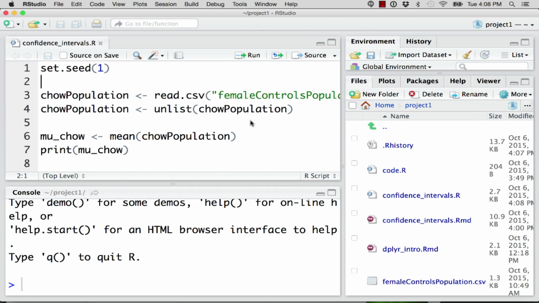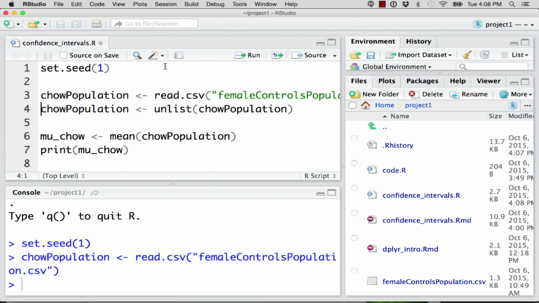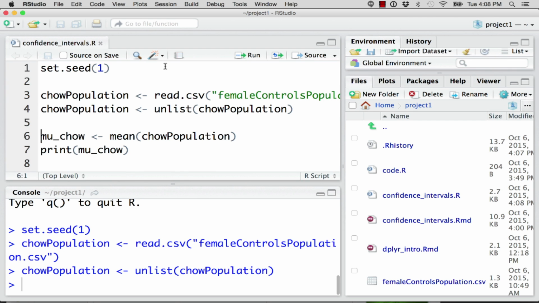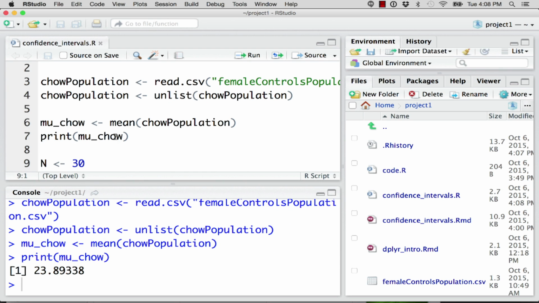In this video, we're going to explain the concept of a confidence interval. We're going to start the process by setting a seed so that we all get the same results. Now, the next thing we're going to do is load up the population data for females on the chow diet, and we're going to show you what the mean of that population is. It's 23.89. So that is the parameter, the truth that we are trying to estimate.